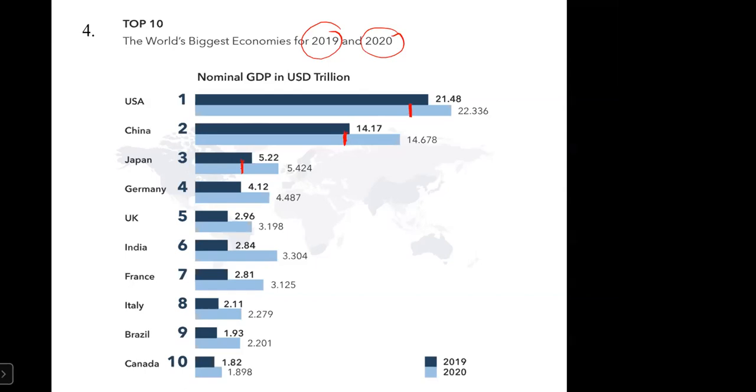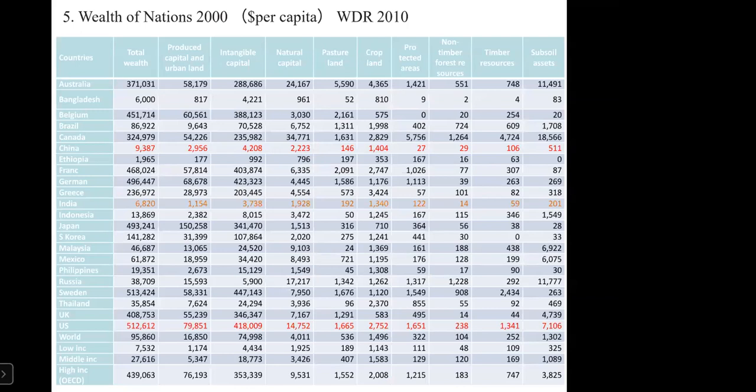Okay, so here, to give you a sense of which country has the biggest economy in the world, measured by nominal GDP. And if you're interested, here is a large table that gives you statistics across countries to look at their wealth, intangible capital, and many other things, right?